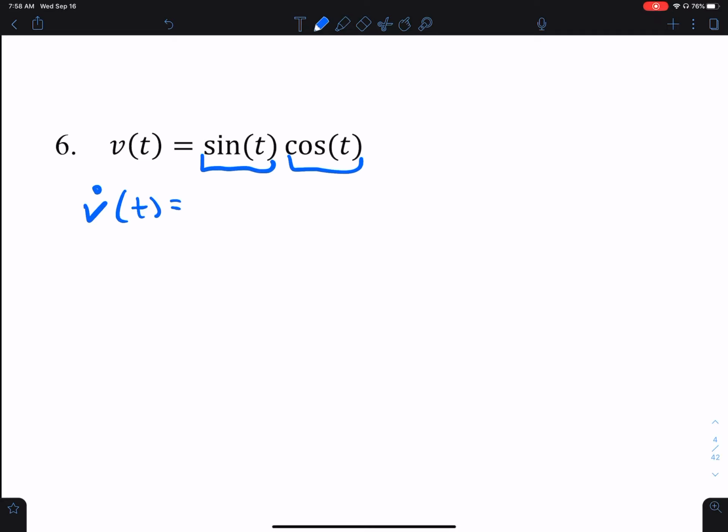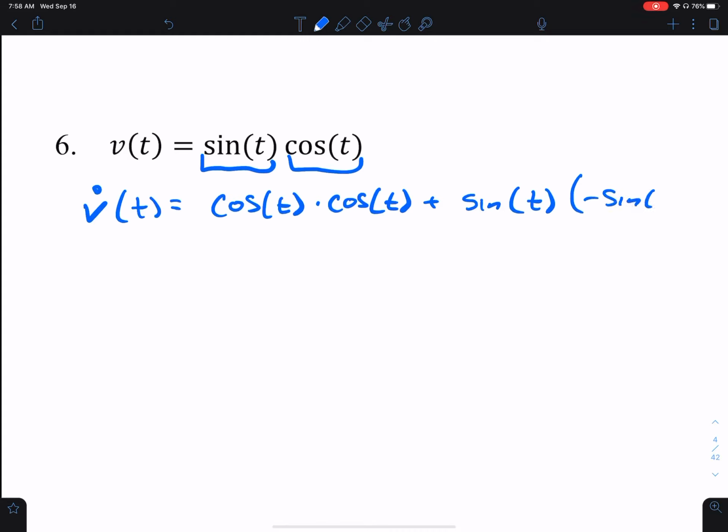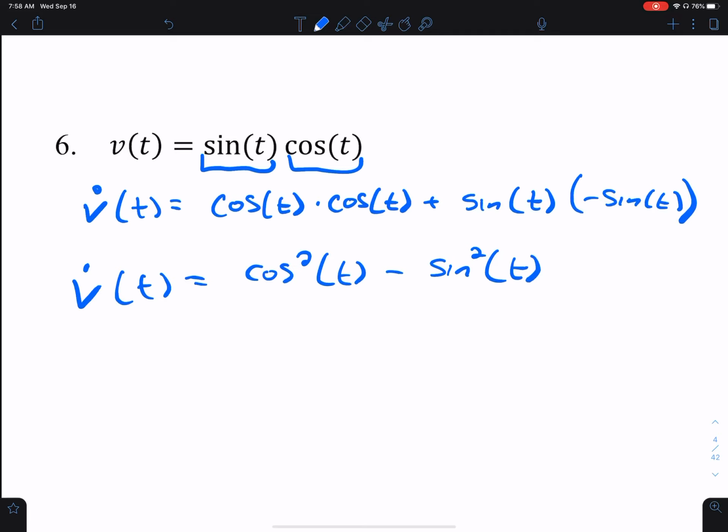Take the derivative of the first function times the second plus the first function times the derivative of the second. Derivative of cosine is negative sine. This can be simplified in that we can write this as cosine squared of t minus sine squared of t.